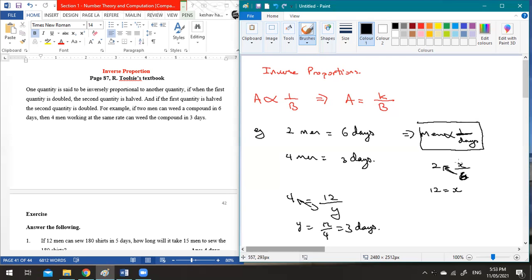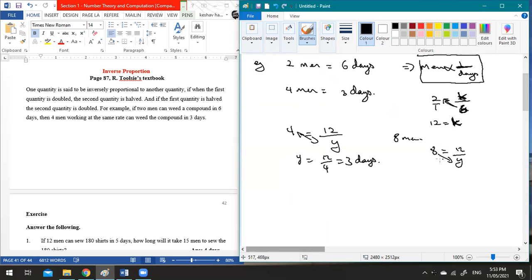Where the top part, or the x, or the k value, can be found, the scale factor. So if you cross multiply, 6 by 2 is 12, it will give you the scale factor k. So if we had 8 men, it would be 8 is equal to 12 over how many days? And again, we switch positions of the y and the 8. So y will be 12 over 8, and you simplify. 4 into this is 2, 4 into that is 3. You get 1.5 days.